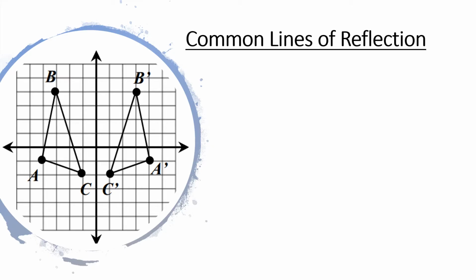Okay, so let's take a look at some common lines of reflection. We have the x or the y-axis. Here we have our x-axis, which is our horizontal axis, and we have our y-axis, which is our vertical axis. And in this example here, of course, these figures are reflected over the y-axis.